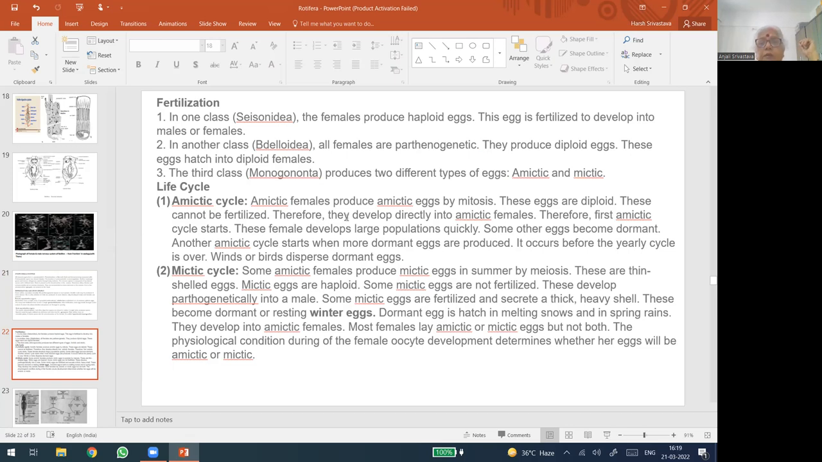Amictic cycle: females produce amictic eggs by mitosis. These eggs are diploid. Mitosis, you must be remembering, mitosis mein hamesha diploid cells bante hain. These cannot be fertilized. Therefore, they develop directly into amictic females. Therefore, first amictic cycle starts. These females develop a large population quickly.